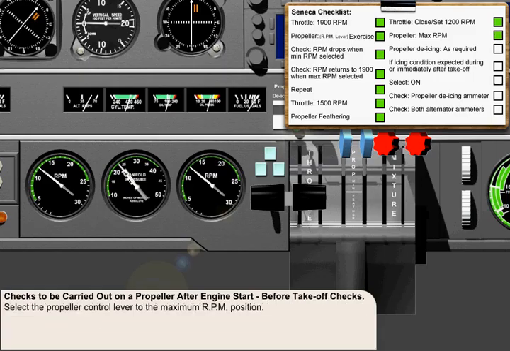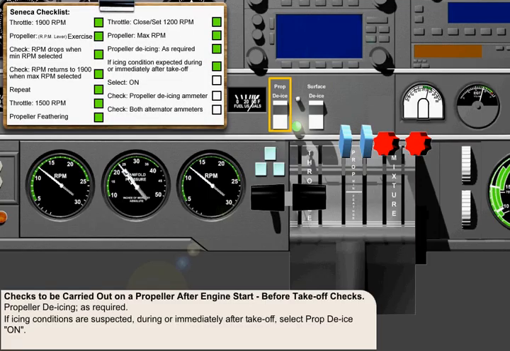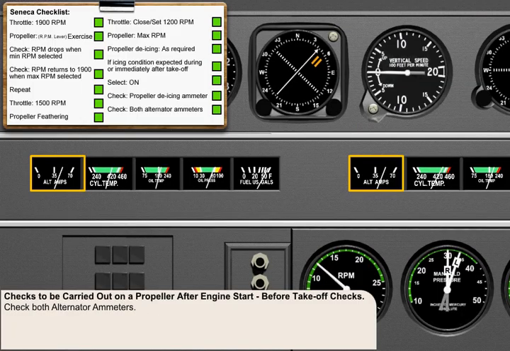Propellers. Max RPM. Select the propeller control lever to the maximum RPM position. Propeller de-icing. As required. If icing conditions are expected during or immediately after takeoff, select On. Check propeller de-icing ammeter. Check both alternator ammeters.